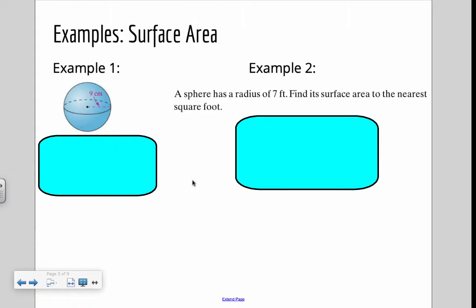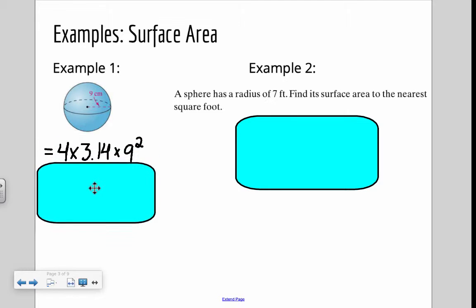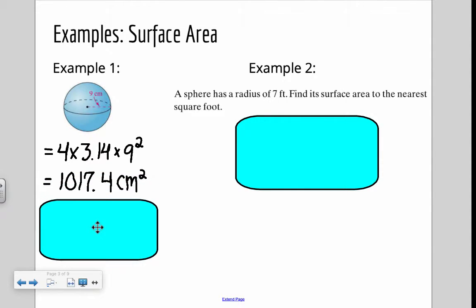For example 1 on your paper, we have a sphere here, and it shows the radius being 9 centimeters. So the first thing I'm going to ask you to do is write out your formula, substituting 9 in as the radius. So 4 times 3.14 times 9 squared. And you're going to put that into your calculator to get your answer, which we're going to round to the nearest tenth. So 1017.4 centimeters squared.